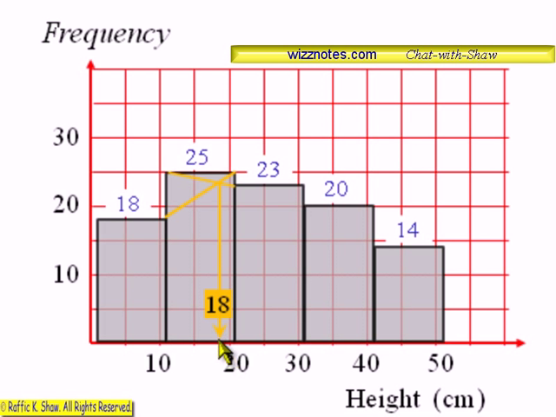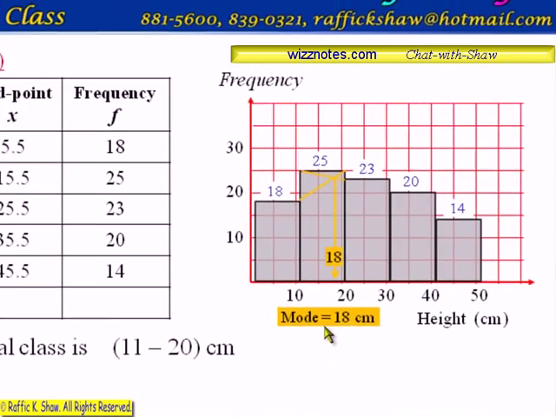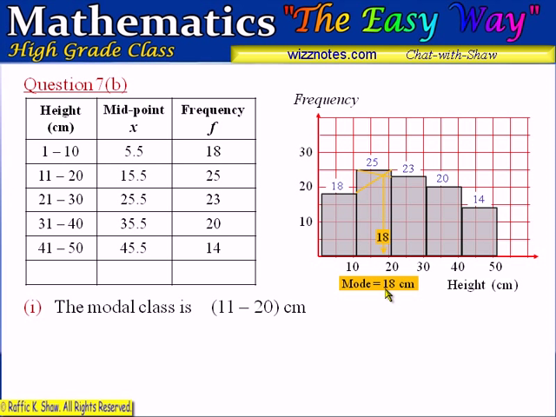Based on this construction, the mode would be 18 centimeters. The question did not ask us for the mode, but if they did, that is how we would have to construct it. We draw in the boundary diagonals at the top of the modal class so they intersect, and at the point of intersection we find the value on the score axis, the horizontal axis, which in this case is 18 centimeters. So an estimate of the mode would be 18 centimeters.